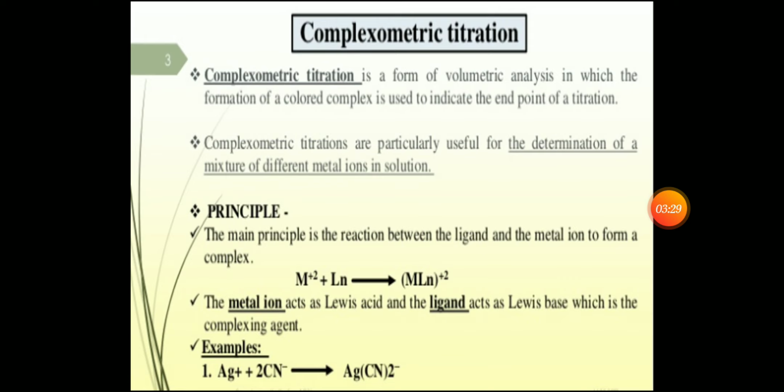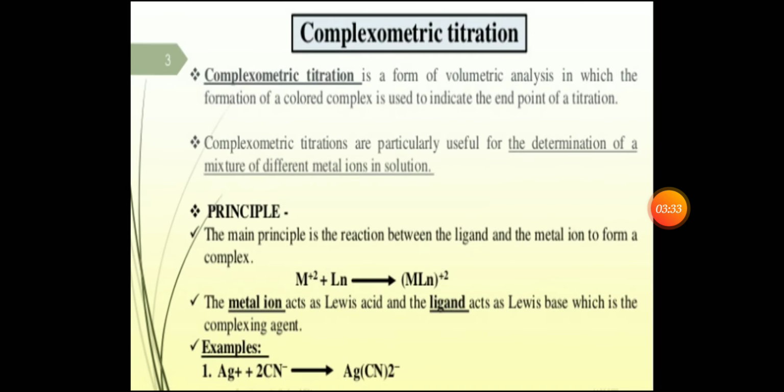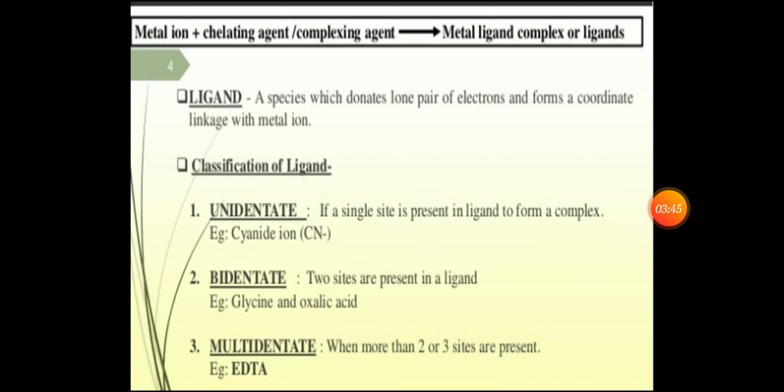That is the silver and the cyanides. Okay, this is the simple example: as a metal, and the ligand gives the silver cyanide. So this is the simple principle of the complexometric agents. That is the metal ions plus chelating agent, that are the complexometric agents. It will give the metal ligand complex. Okay, according to the principle of the complexometric titration.